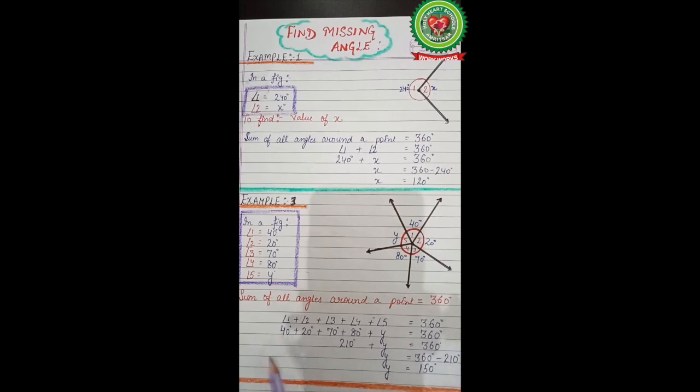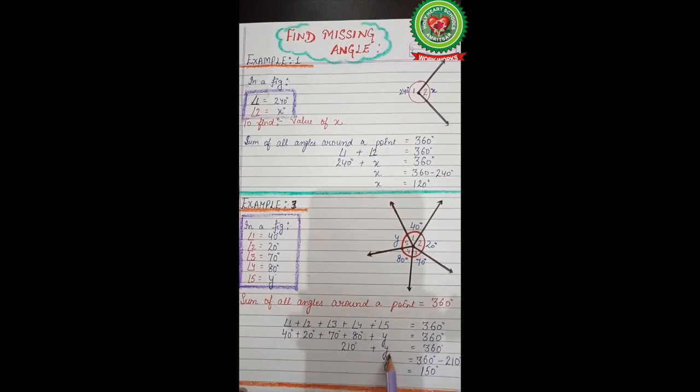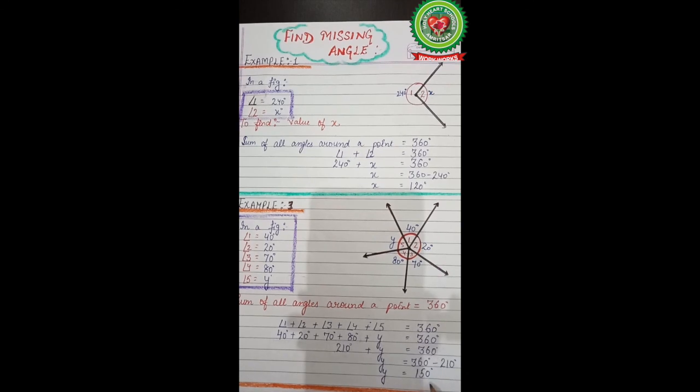Now you have to add up all these angles. When you add them up, you will have 210, right? So here you have 210 plus y is equal to 360 degrees. Now you have to shift this 210 to the other side. It will change its sign to minus 210. So when you subtract, 360 degrees minus 210, you will have 150 degrees. So now you found the value of angle 5 here: y is equal to 150 degrees.